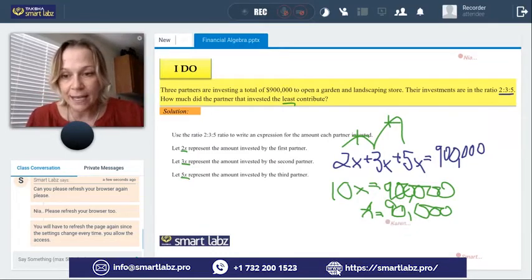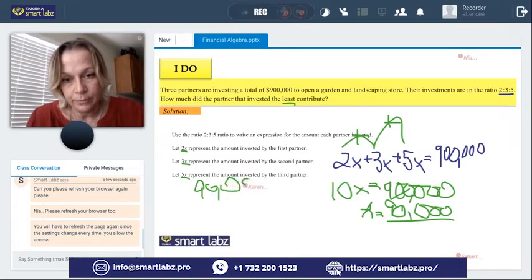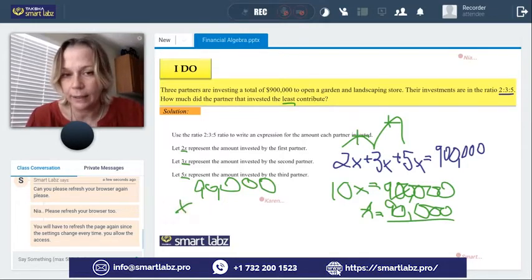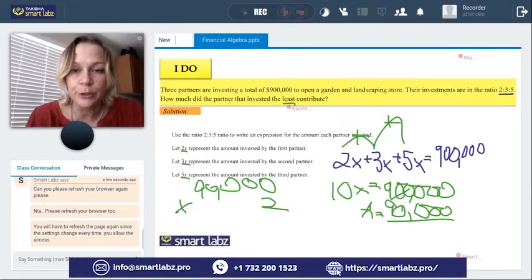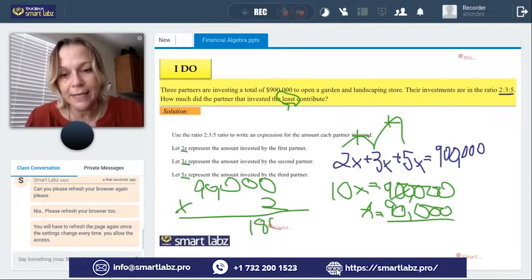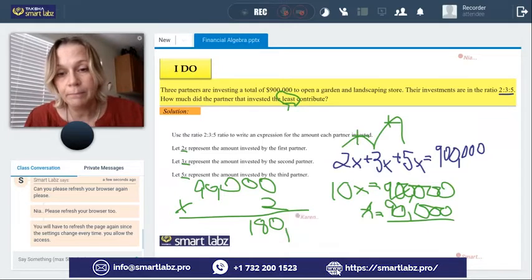So we're looking at that $90,000, and you're going to take that 90,000 and multiply it by 2. Right now, today, my stylist is not loving me because of the 2x, because they want the person who contributed the least amount. And that comes up with 180,000. That is the person who contributed the least amount, who contributed 2 portions, 2 shares. And that would be the first partner.